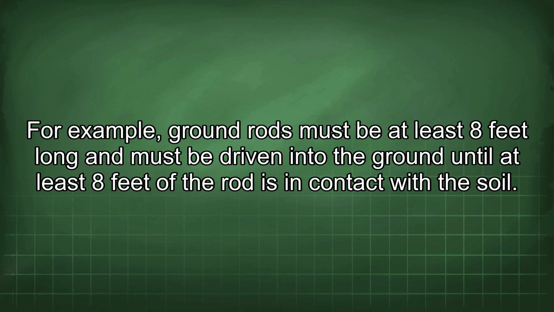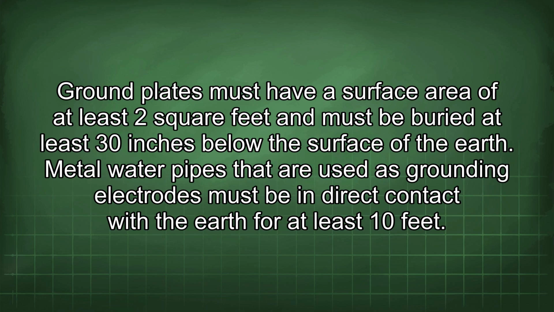For example, ground rods must be at least 8 feet long and must be driven into the ground until at least 8 feet of the rod is in contact with the soil. Ground plates must have a surface area of at least 2 square feet and must be buried at least 30 inches below the surface of the earth. Metal water pipes that are used as grounding electrodes must be in direct contact with the earth for at least 10 feet.